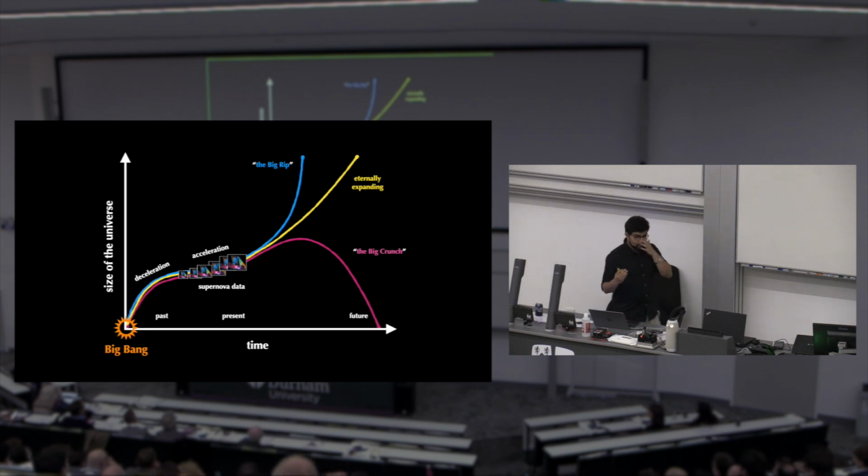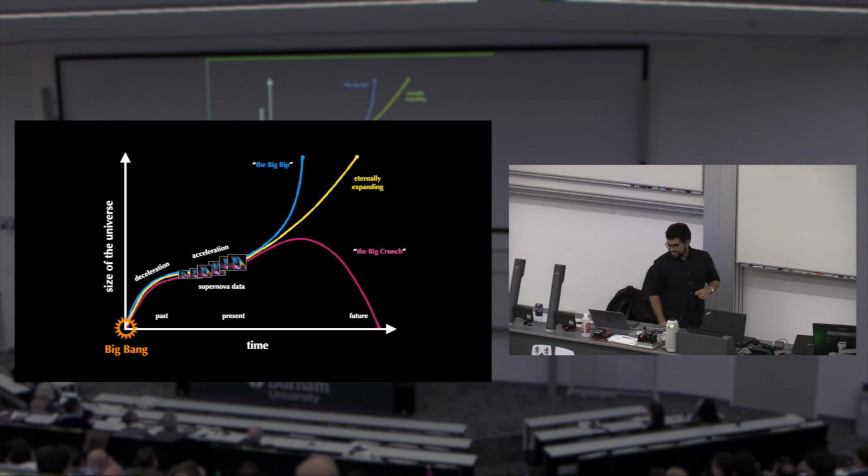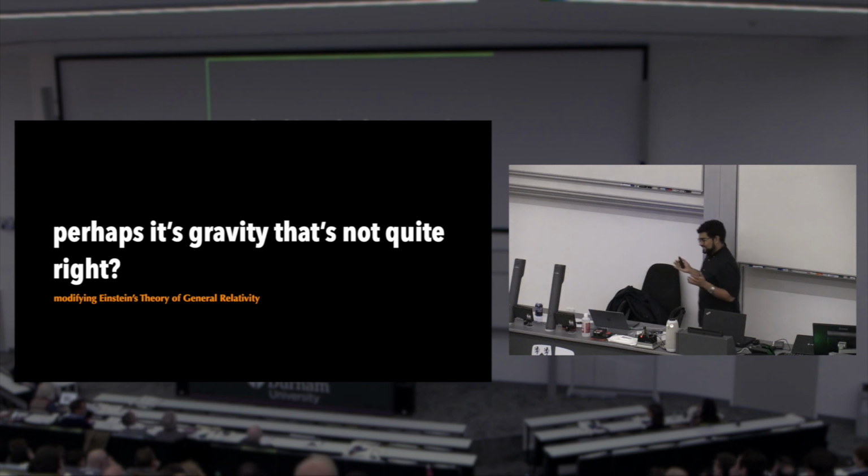So one of the reasons why we should continue studying this is only to learn how best to protect this building we all love. But perhaps it is that gravity itself is not quite right. Maybe Einstein's theory requires some modification.